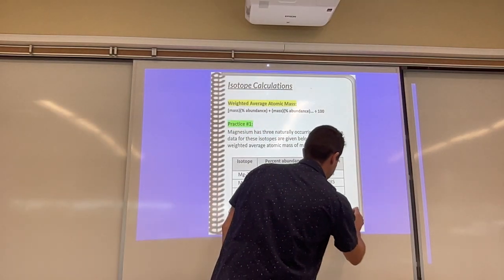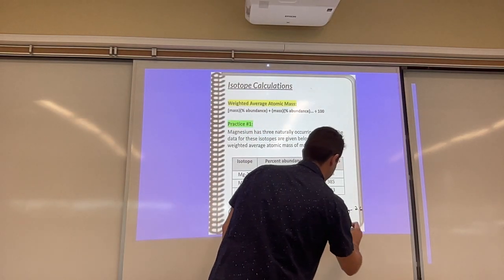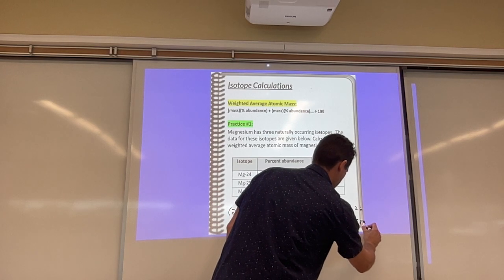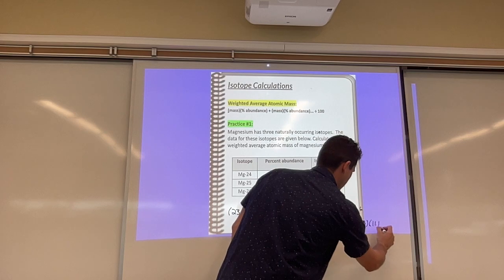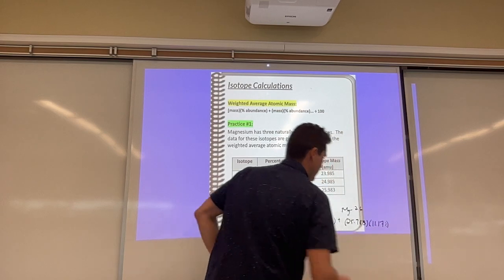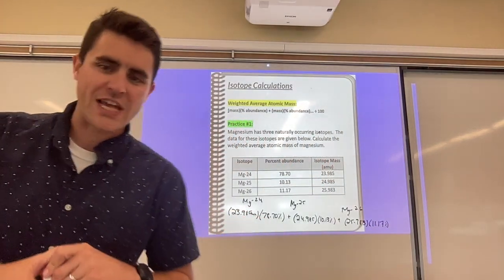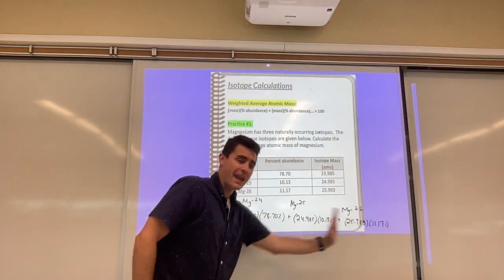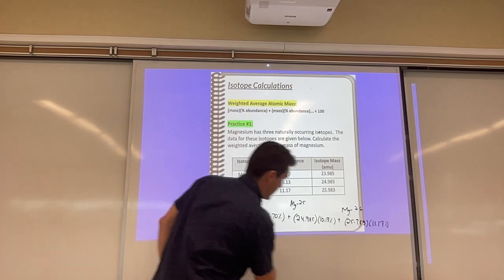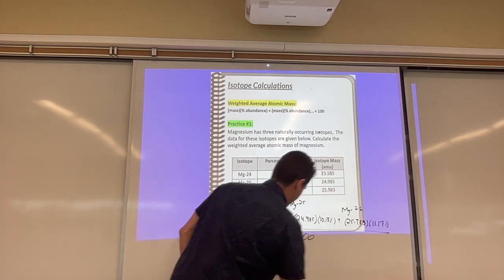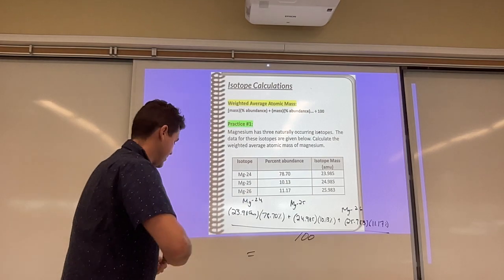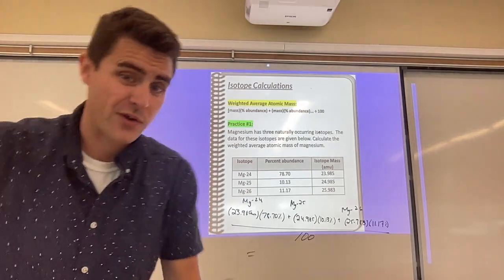Lastly, we've got magnesium 26. We'll take its mass, 25.983, and multiply it by its relative abundance, which is 11.17%. This is all the information from my table added up. We'll take this entire thing, divide it by 100, and the answer here is going to be our average atomic mass for magnesium. This is where the calculator comes into play.